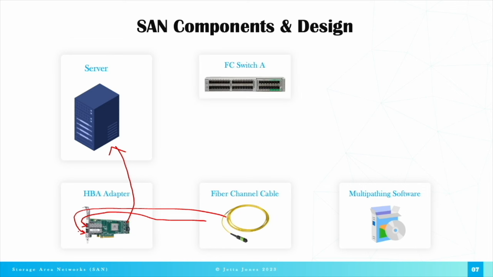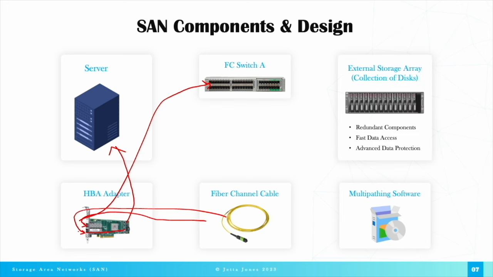So then you have Fibre Channel switch A. This server, once it has the host bus adapter card installed, is all cabled up. It has the multi-pathing software installed locally. The other end of the Fibre Channel cable goes to a port on the switch, okay? And the next component, obviously, is the external storage array, which is also going to a port on the switch. So this is considered fabric A.